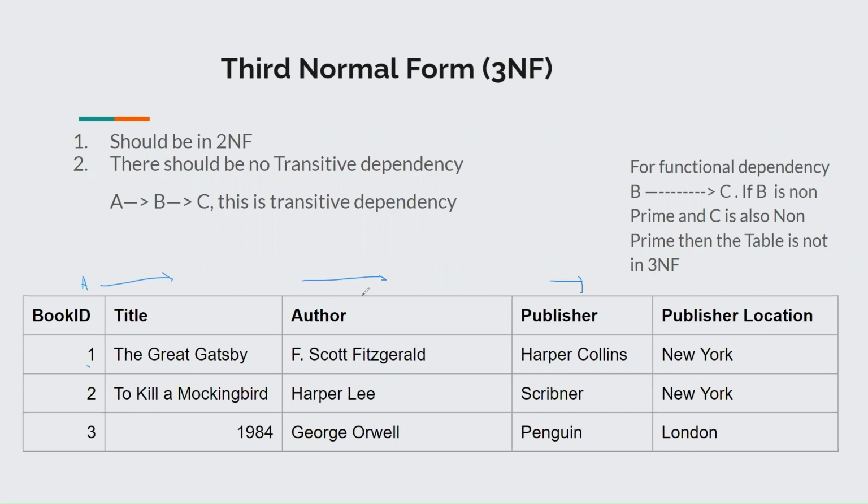The problem arises when we see that the title of the book, which is B, can lead us to the publisher also, which is C. This is a transitive dependency, where B is non-prime and C is also non-prime. Also, you can see that a publisher can lead us to a publisher location. So here, C is non-prime and D is also non-prime. So the publisher location can be derived from publisher, and publisher can be derived from book ID. This is transitive dependency.